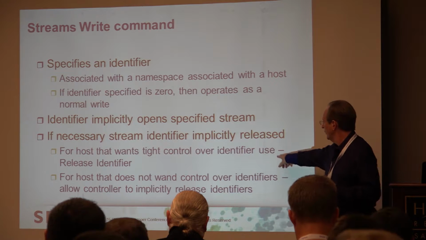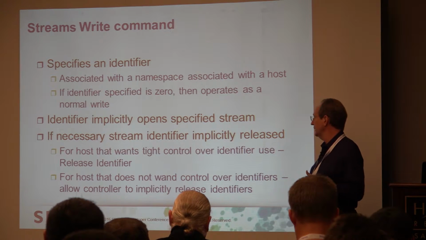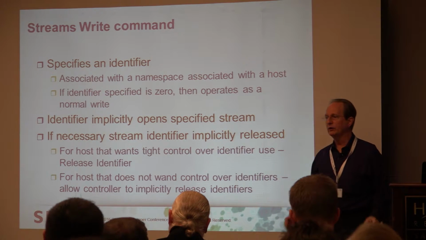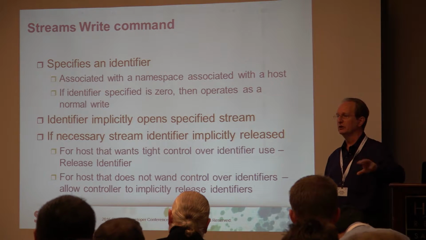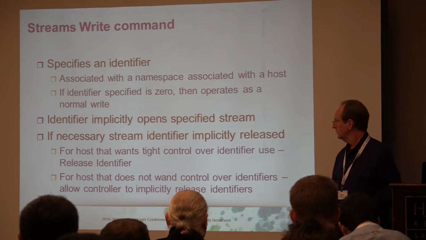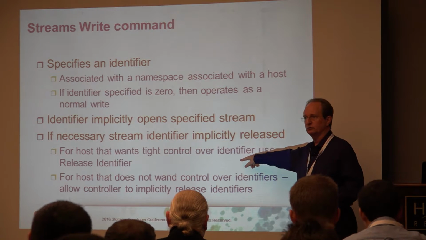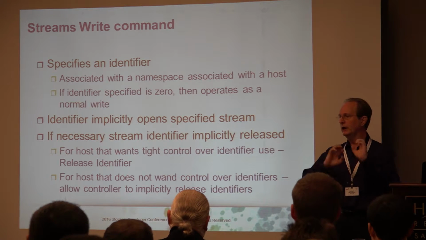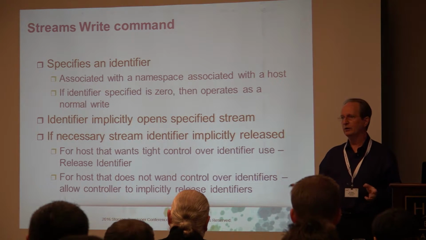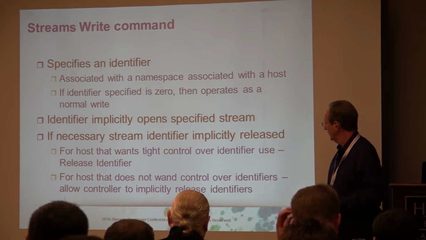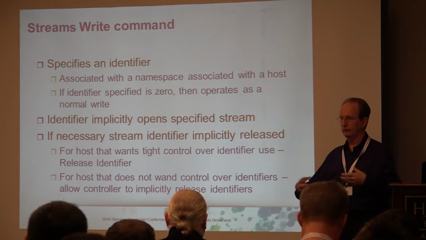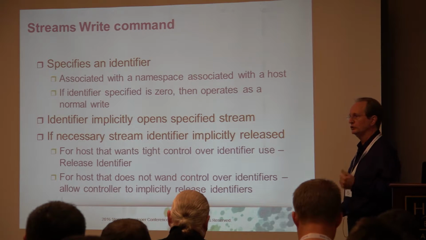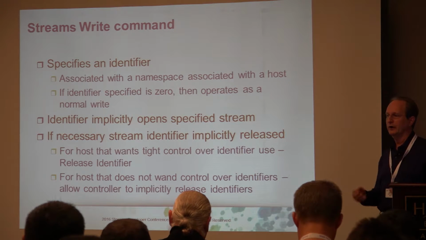Okay? For hosts or subsystems that want to tightly control identifier use, they use the release identifier. That way they'd know that you're not going to implicitly close something they didn't want closed. So this is for hosts that want some very tight control. For hosts that are really kind of giving a hint of, okay, I'll tell you what I'm doing, but I really don't want to manage the pool at all, then they can rely on that implicit close where the device will choose something out of some algorithm as to what it's going to close. And there are a number of possibilities, and they are vendor specific.